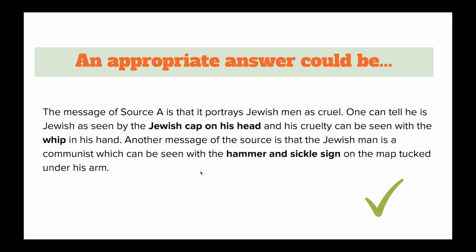So I've written here that the message of source A is that it portrays Jewish men as cruel. One can tell he's Jewish as seen by the Jewish cap on his head, and that's your evidence there. And his cruelty can be seen with a whip in his hand. Another message of the source is that the Jewish man is a communist, which can be seen with the hammer and sickle sign on the map tucked under his arm.